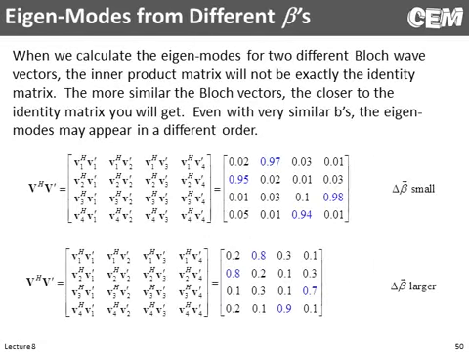Now here's reality. When we go from one Bloch wave vector to the next, we don't have exactly the same modes. They're very close, hopefully, especially if the change in the Bloch wave vector is small. So let's say we have a very small change in the Bloch wave vector. We're going to take the original eigenvector matrix with Hermitian transpose. We're going to calculate the new eigenvector matrix with a slightly different beta, and we compare all the eigenmodes.